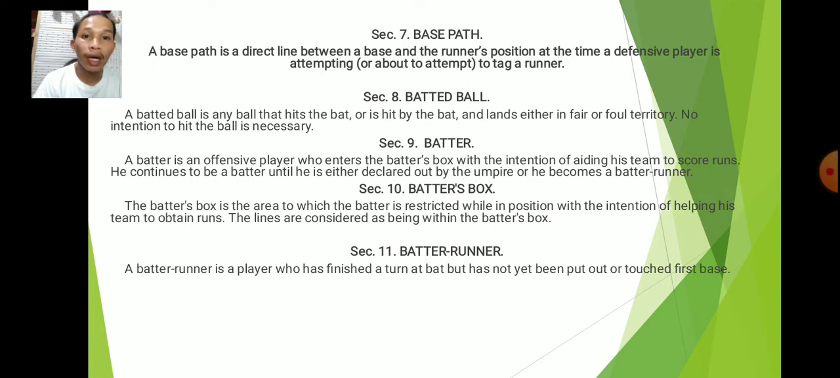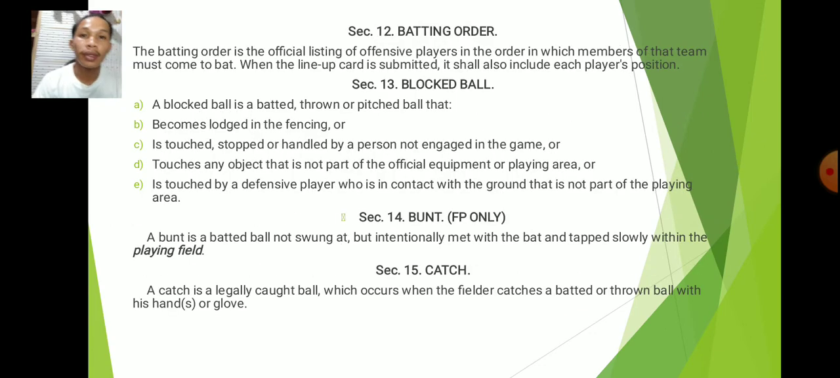Batter runner. A batter runner is a player who has finished a turn at bat but has not yet been put out or touched first base. Batting order. The batting order is the official listing of offensive players in the order in which members of the team must come to bat. When the lineup card is submitted, it shall also include each player's position.